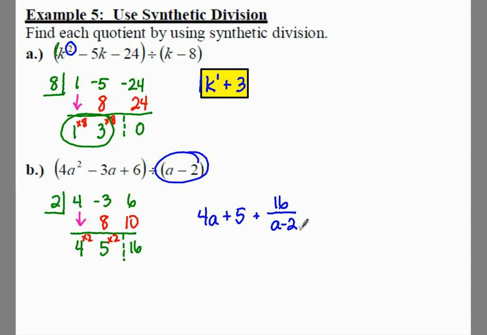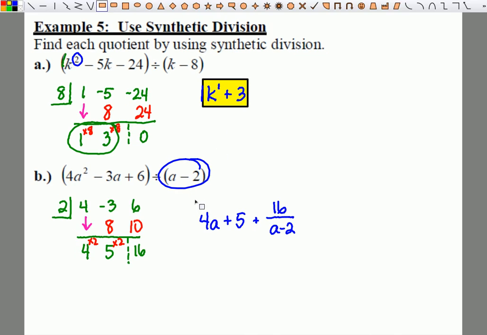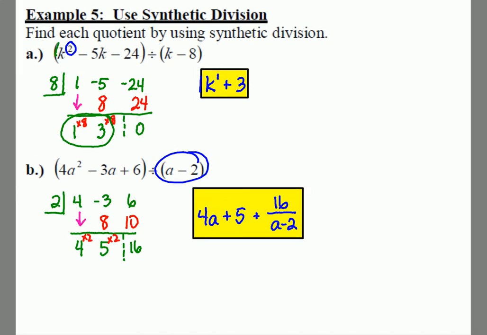That is your division with synthetic division. Now, wasn't that much nicer than doing long division? Yes, I believe so too.